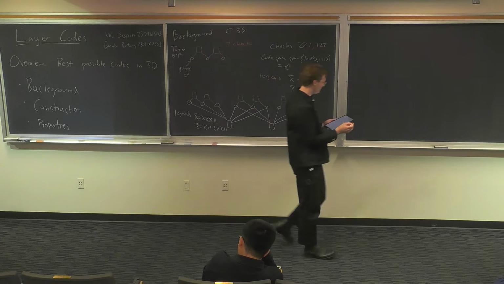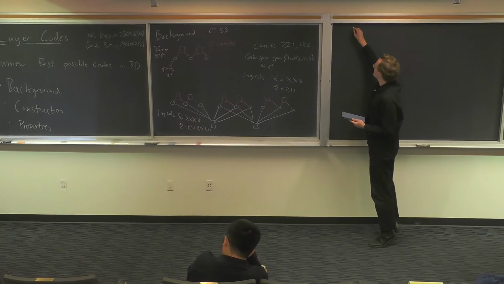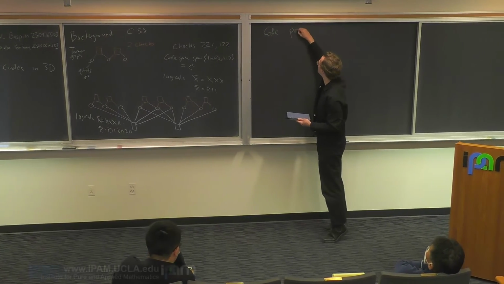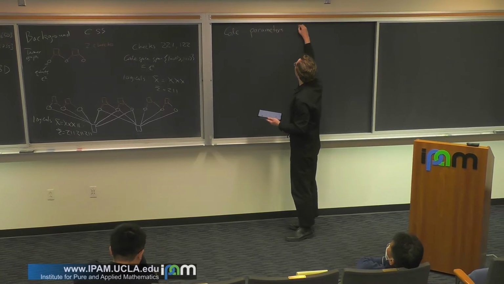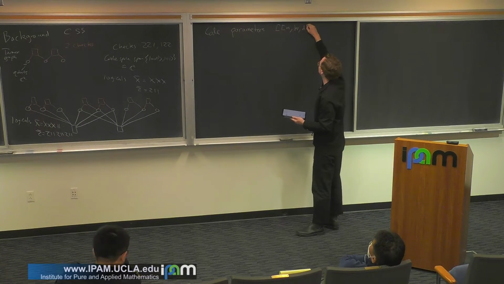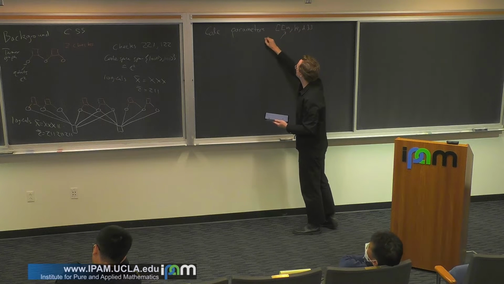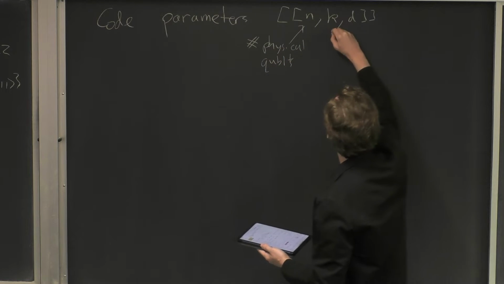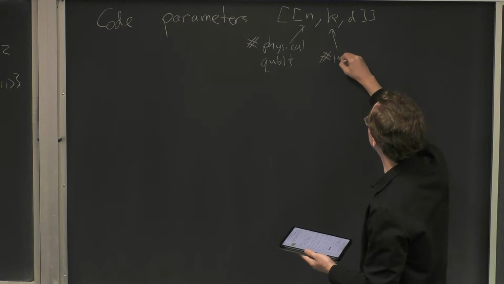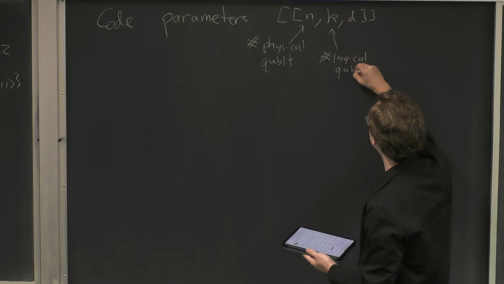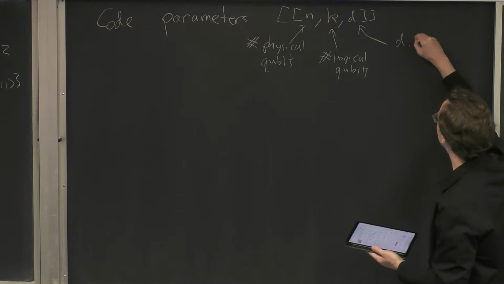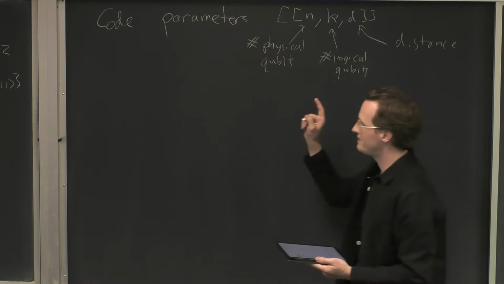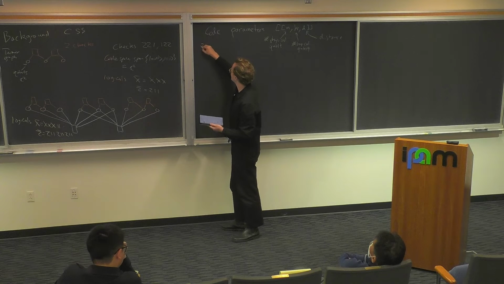And now let me just introduce a bit more notation. The way we talk about these codes, I think as we saw in the last talk, the most basic properties are summarized in these code parameters, N, K, and D, where N is the number of physical qubits, K is the number of encoded qubits or logical qubits, and D is the distance or the minimum weight logical operator that's non-trivial.